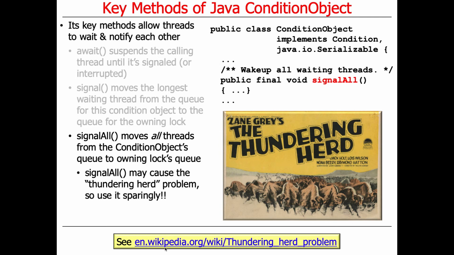So use SignalAll very sparingly. You should only use it if there is indeed something that all the threads need to be awake to do, to check some condition, for example, to shut themselves down. Or if you've just given back a whole pile of elements, you should wake everybody up because they might actually get something. So use SignalAll very sparingly, otherwise you have the thundering herd problem.